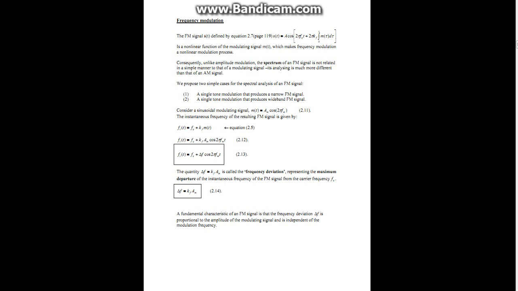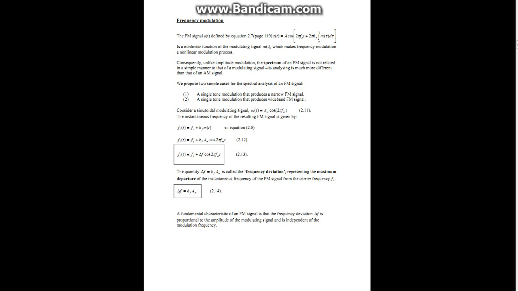So first we will illustrate the basic definition of frequency modulation, which is s(t) = A cos(2π fc t + 2π kf ∫₀ᵗ m(τ) dτ). Basically, this equation is a non-linear function of the modulating signal m(t), which makes frequency modulation a non-linear modulation process.